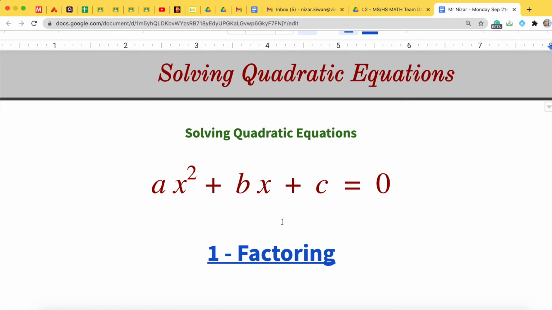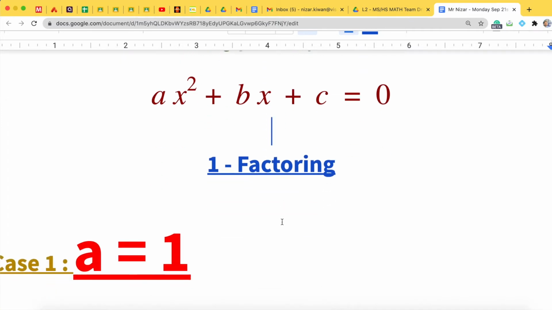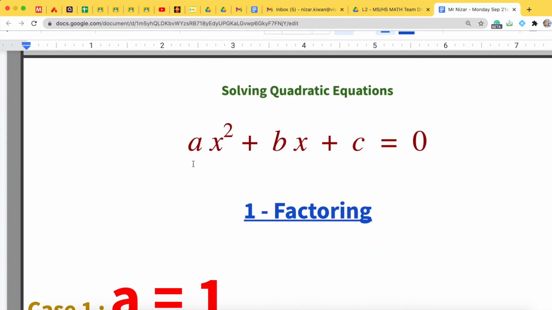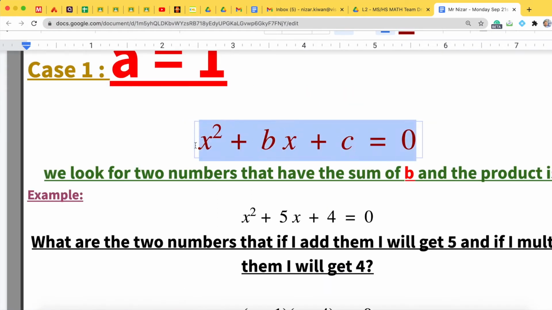So the first way of solving it, which is getting the roots, which are the x values, is called factoring. Here we have to factor it into brackets. Now we have two cases. The first case is when a equals 1. That means it will look like x² + bx + c = 0. Here a is 1, so I don't need to write it.